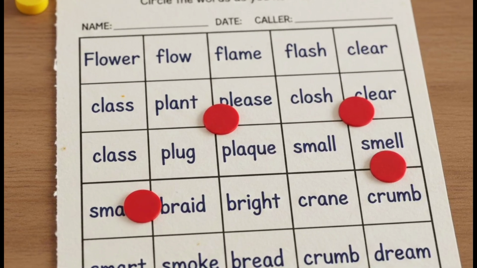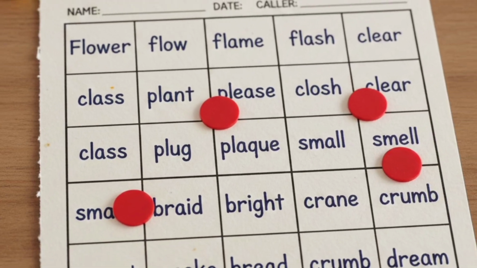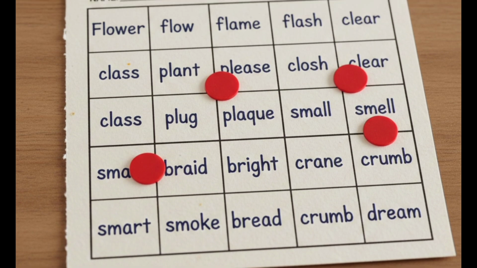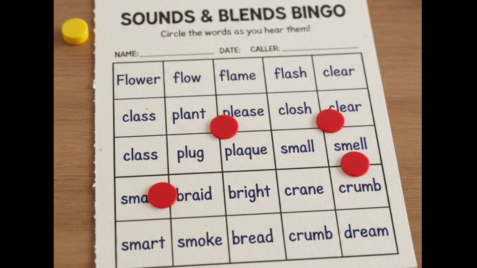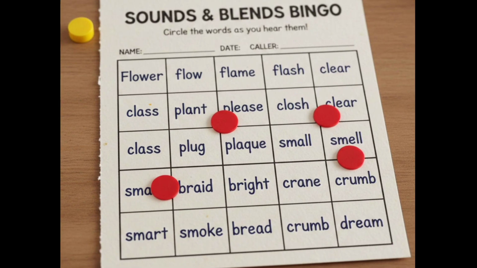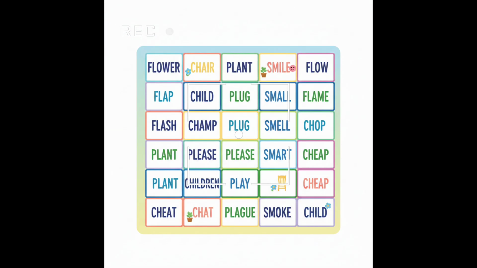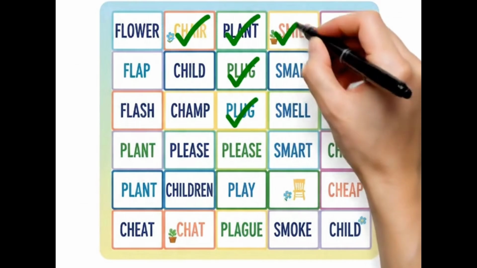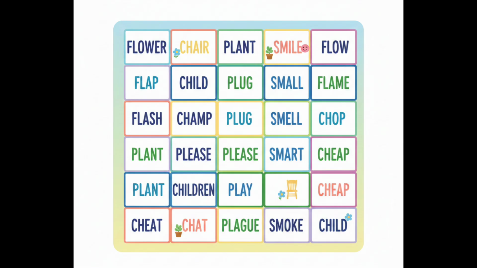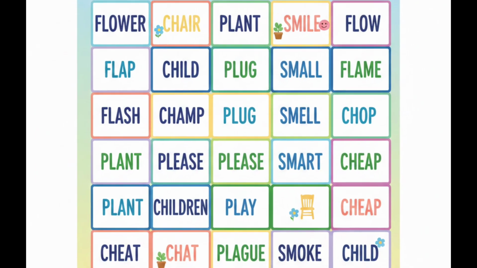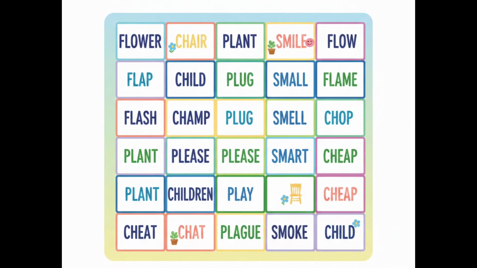Game number 4 is bingo. In this game, you have to make a list of sound words on a rectangular sheet of paper, like the sheet of a tambola game. Call out one sound word and tell your child to cross all the words with the same sound. Like you call a CH word, chair. You have to tell your child to cross all the CH words like child, champ, chat, children, cheat, cheap, chop, like these.